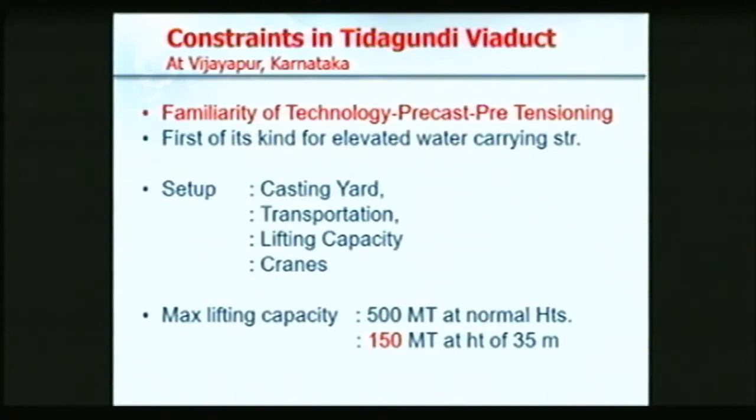Even then, because our ground condition required about 30 to 32 meters with a telescopic boom, they said, sir, though we have a capacity of 500 metric ton, we can only lift about 150 or maximum 200 at a height of 30, 35 meters. So that was another constraint. All these constraints really forced us to arrive at the geometrical considerations of our structure.